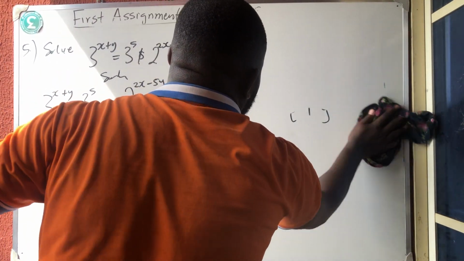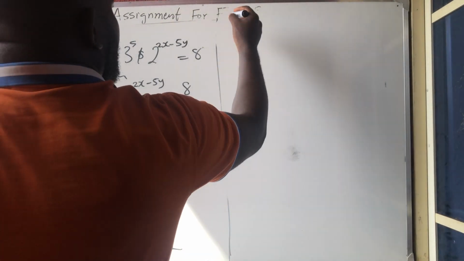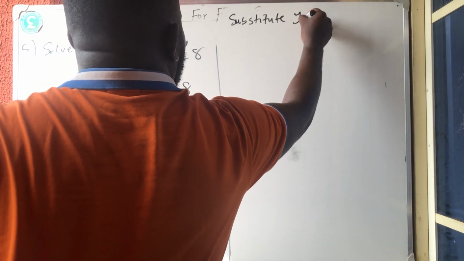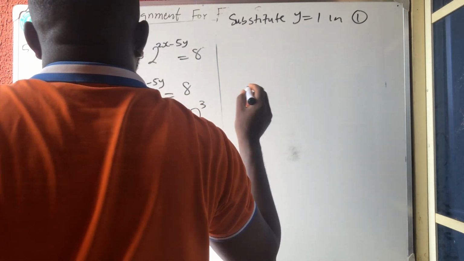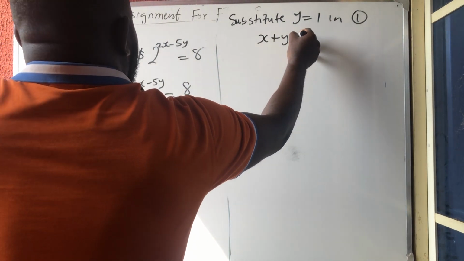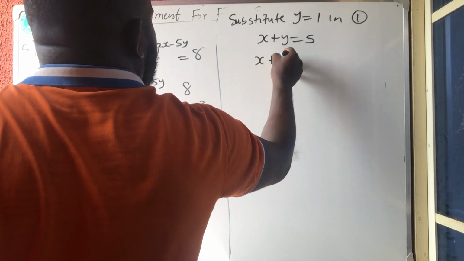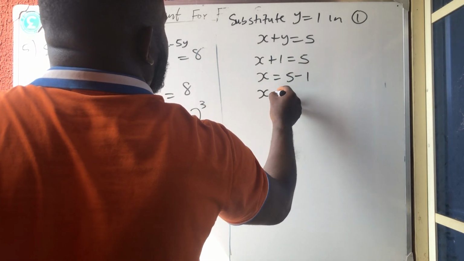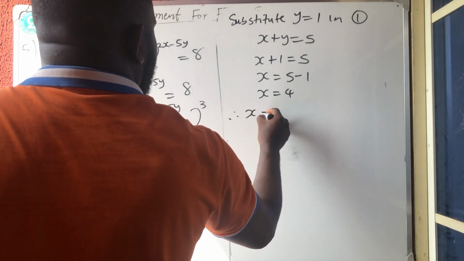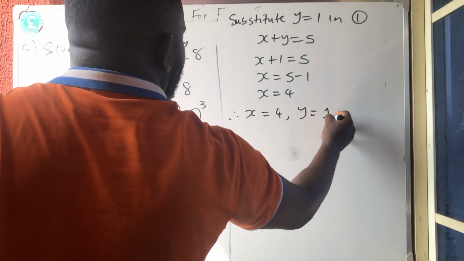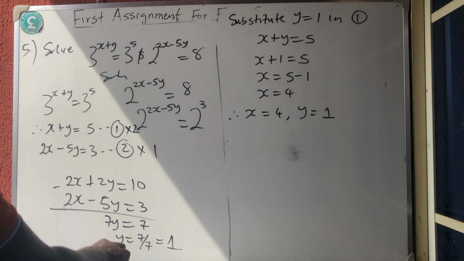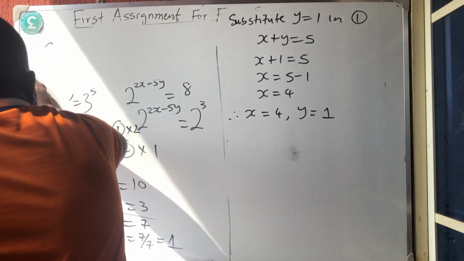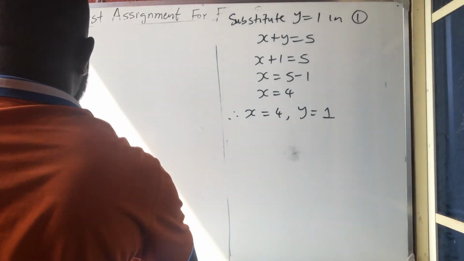So to get x, substitute in equation 1 or equation 2. So we substitute y to be 1 in equation 1. And equation 1 said that x plus y is equal to 5. Therefore x plus 1 is equal to 5. x is equal to what? 5 minus 1. So x is equal to 4. So therefore x is 4 and y is 1. As simple as that, okay. I'm still going to drop a video on simultaneous equations, okay. So that is that. The next one, number 6.